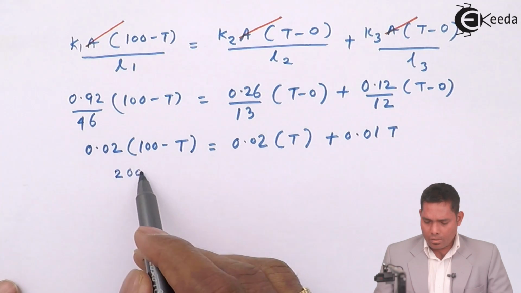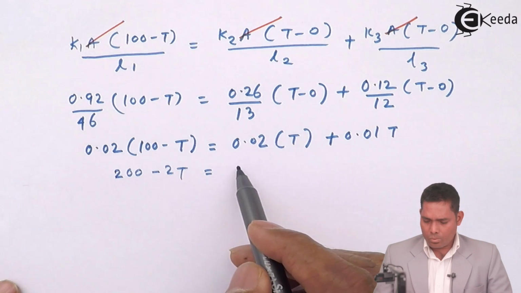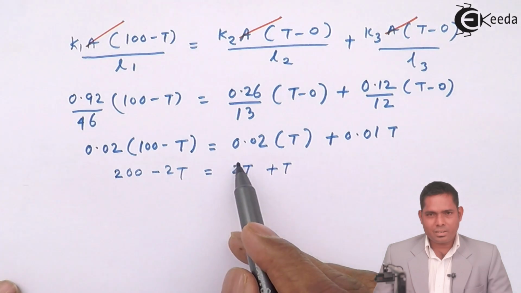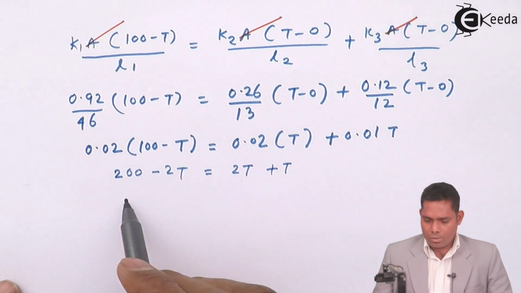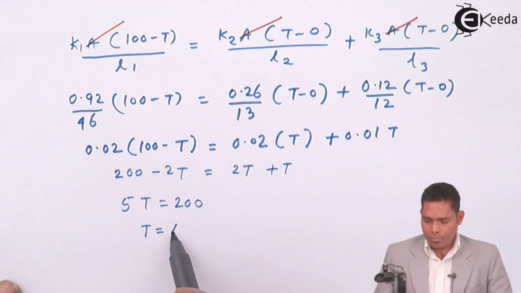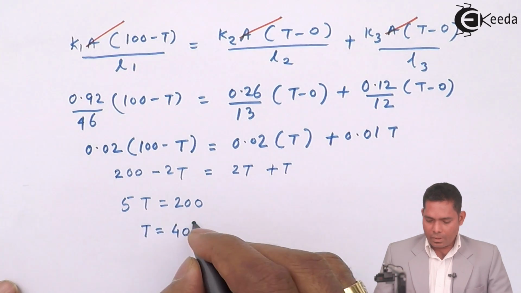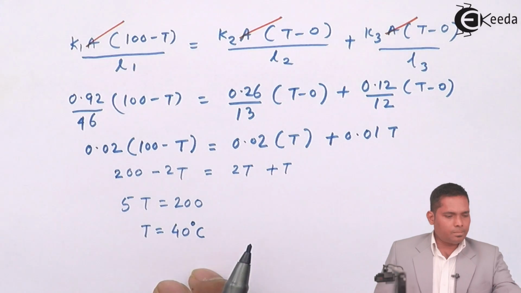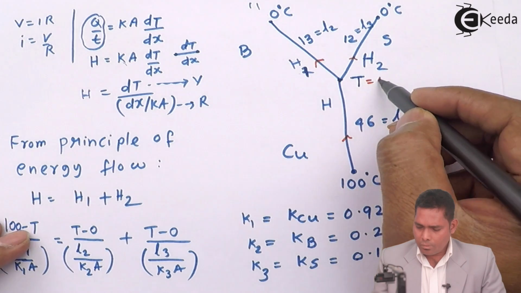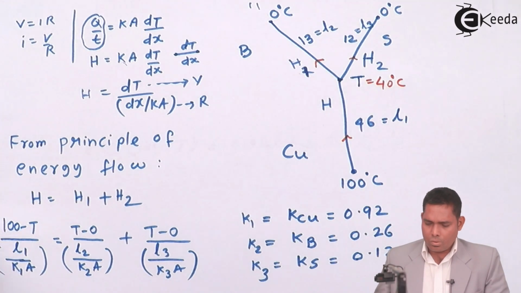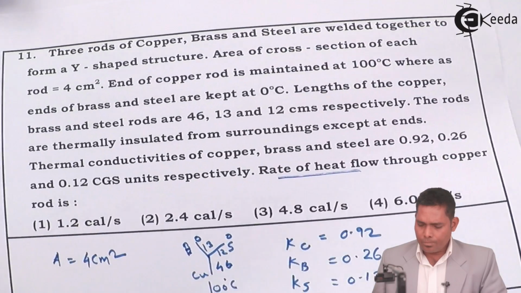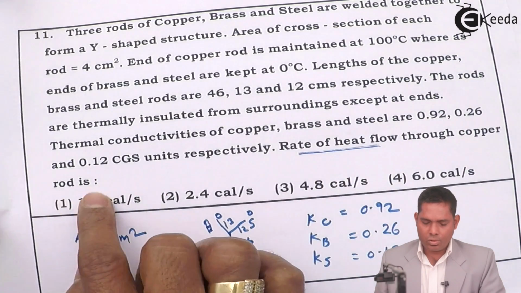So 200 minus 2T equals to 2T plus T. So it is 4, 2 goes to that side, it is 2, 2, 4, 5. So it is 5T equals to 200. So T becomes 40 degrees centigrade. So that means what we are getting now is that the junction is at temperature 40 degrees centigrade. Once you get the junction as 40 degrees centigrade, now the question is to find the rate of flow of heat through the copper rod.